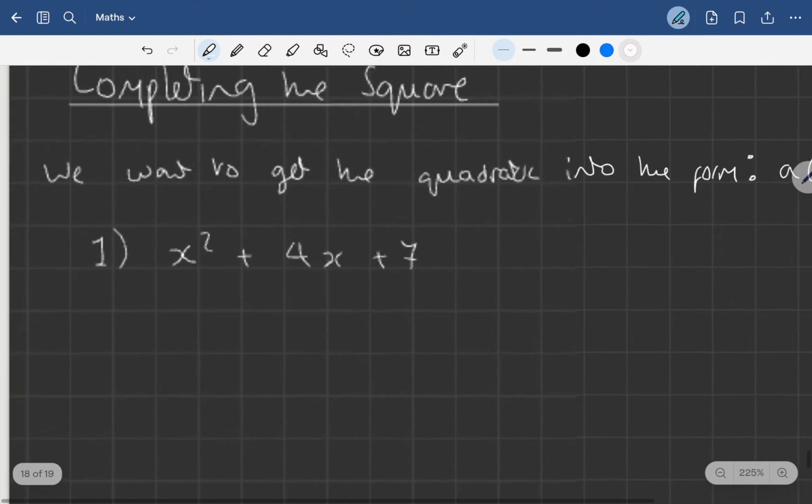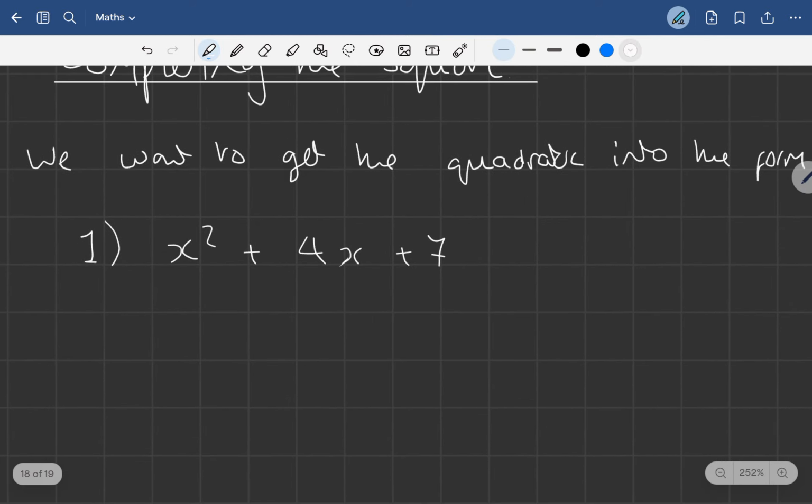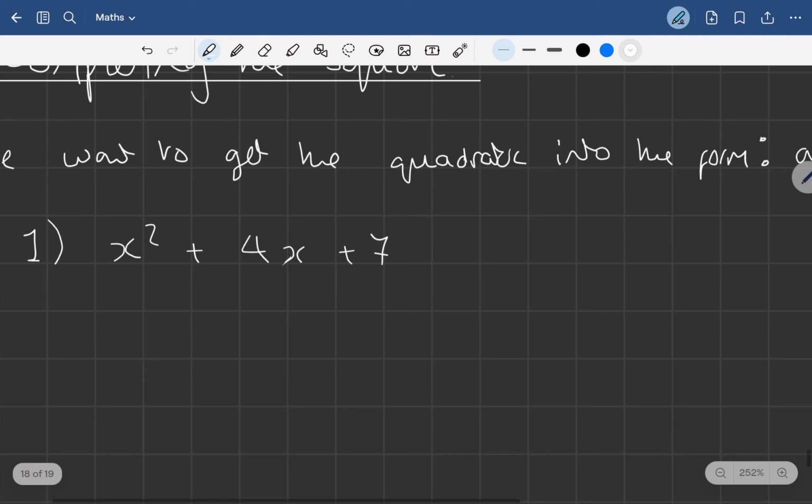Now here is a normal quadratic, x squared plus 4x plus 7. And I'm going to show you how to convert this into a completed the square form. First, since a is equal to 1, a being, we're taking this from the normal quadratic form, ax squared plus bx plus c, this means that a is 1, b is 4, and c is 7.